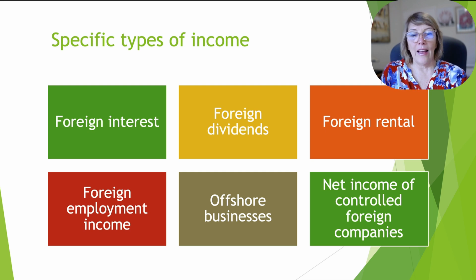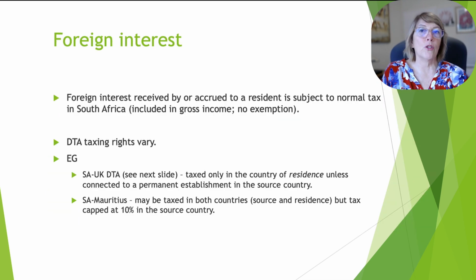So we're going to talk about these other 4 main types of income, starting with foreign interest. So if you've put money overseas with exchange control approval and you're earning interest on that money, or you've lent money, that foreign interest, remember, as a resident, you're taxed on worldwide income, and so that foreign interest has to be converted to rands, and that will be included in gross income and potentially subject to tax. There's no specific exemption that applies.